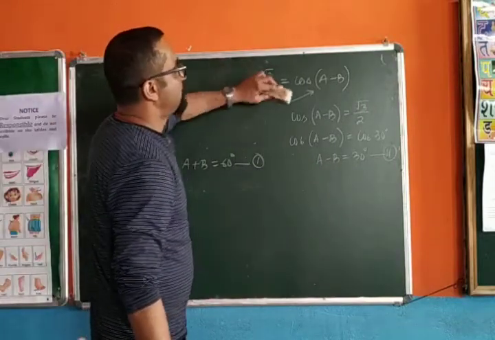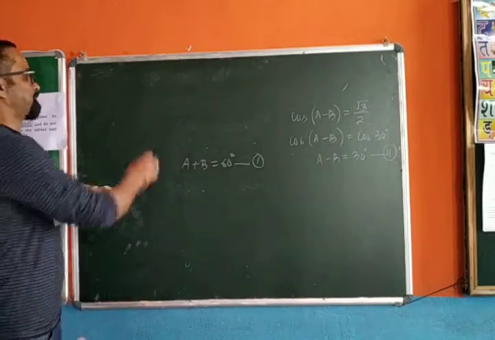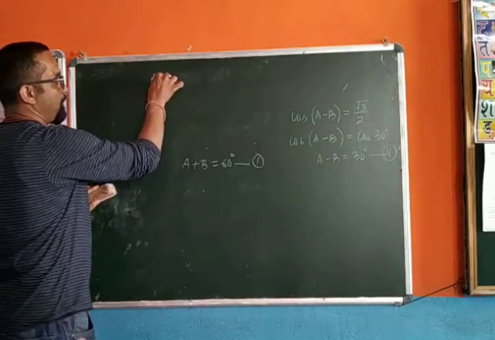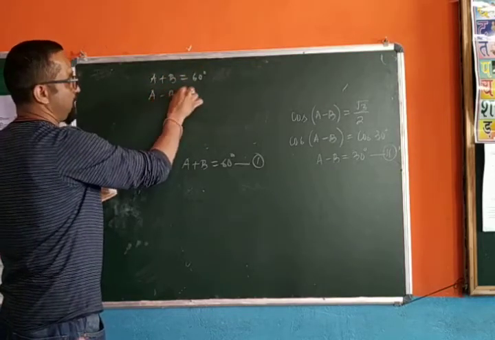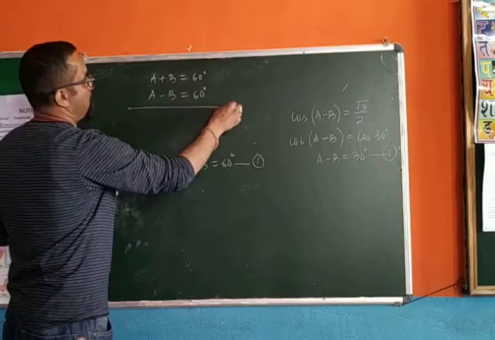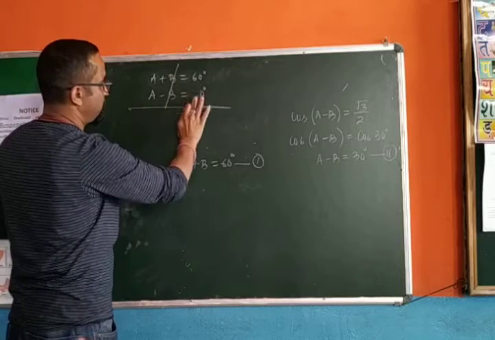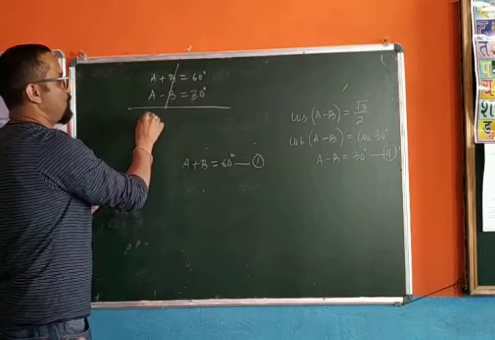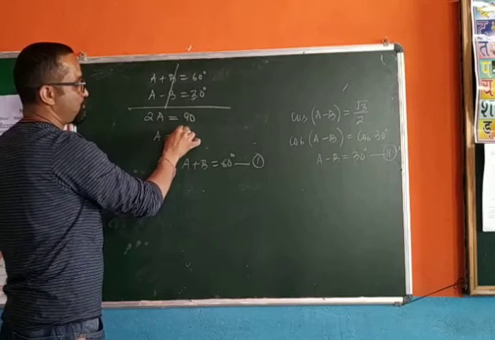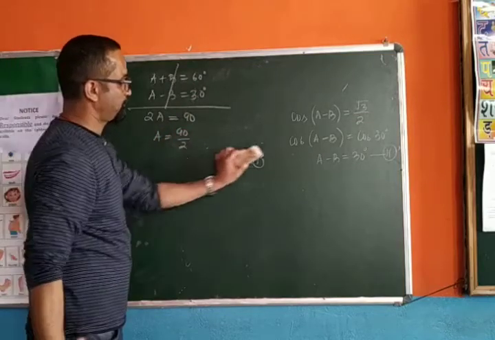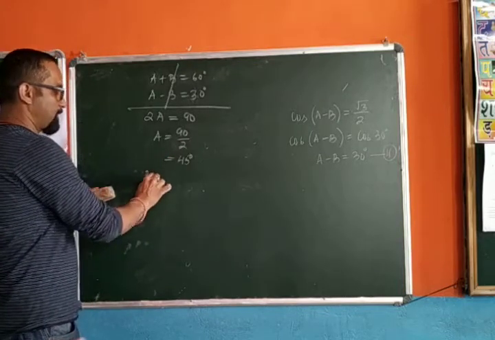These two are simultaneous equations, so you simplify them simultaneously. A plus b is equal to 60. A minus b is equal to 30 degrees. By addition, b cancels. 2a is equal to 90, so a is equal to 90 divided by 2, which is 45 degrees.